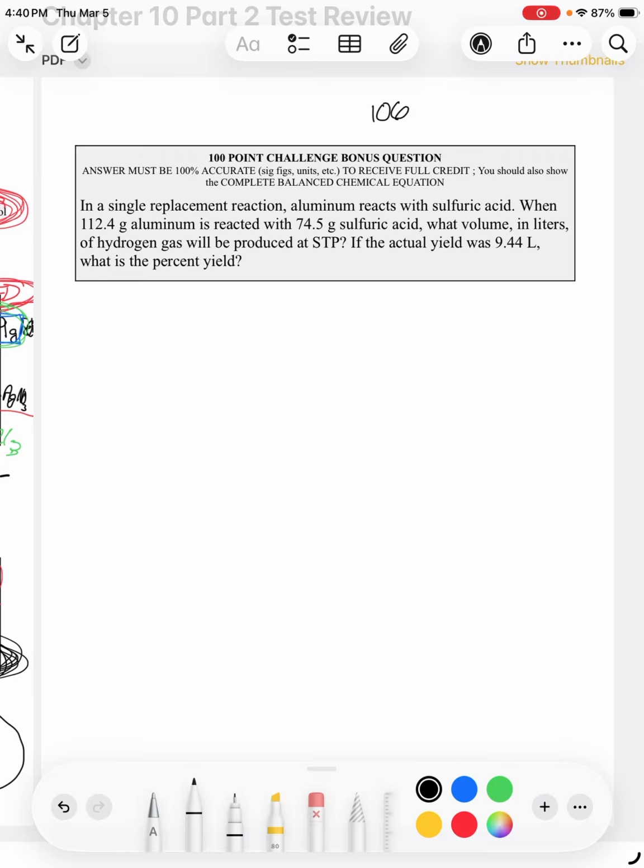Okay. In a single replacement reaction, aluminum, so I'm going to start writing out my balanced equation. Aluminum reacts with sulfuric acid, H2SO4. That's all it tells us. We don't know the products, right? We can infer what one of the products is, right? One of the products is going to be hydrogen gas.